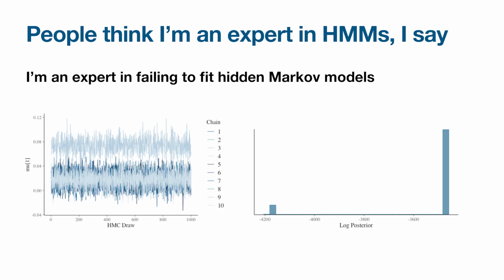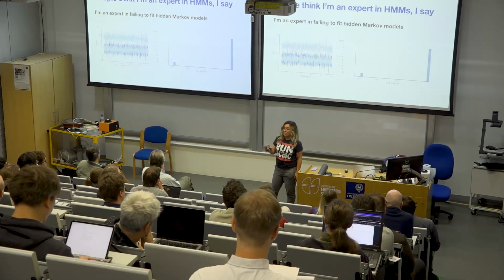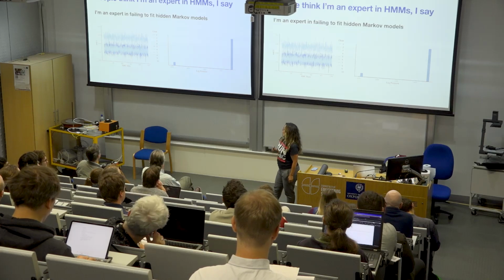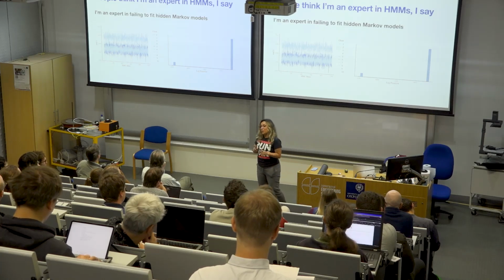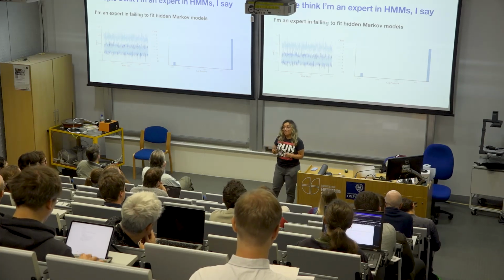So Charles mentioned that I'm an expert in hidden Markov models, and I don't think I'm an expert. I think I'm an expert in how they fail. I can fail to fit a hidden Markov model like no one else. And I will say, I think I wouldn't have gotten here if I hadn't gone Bayesian.